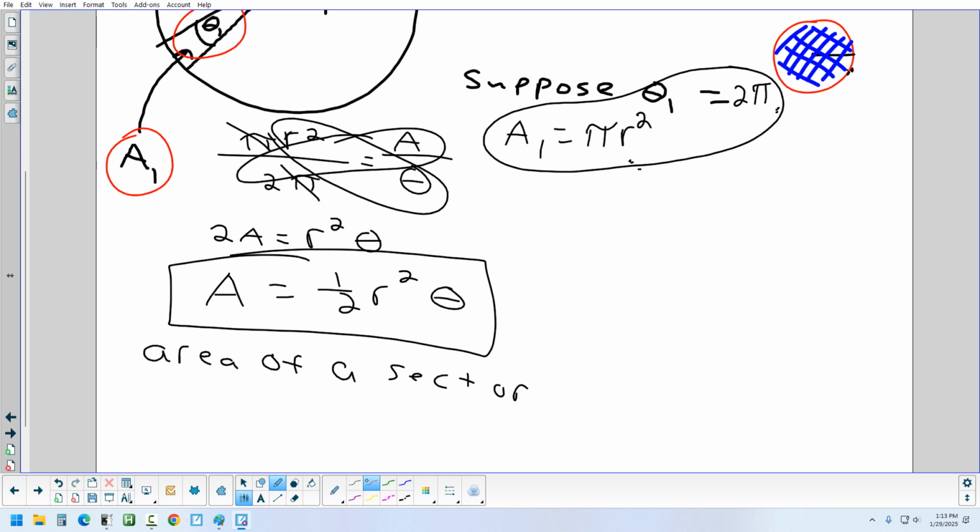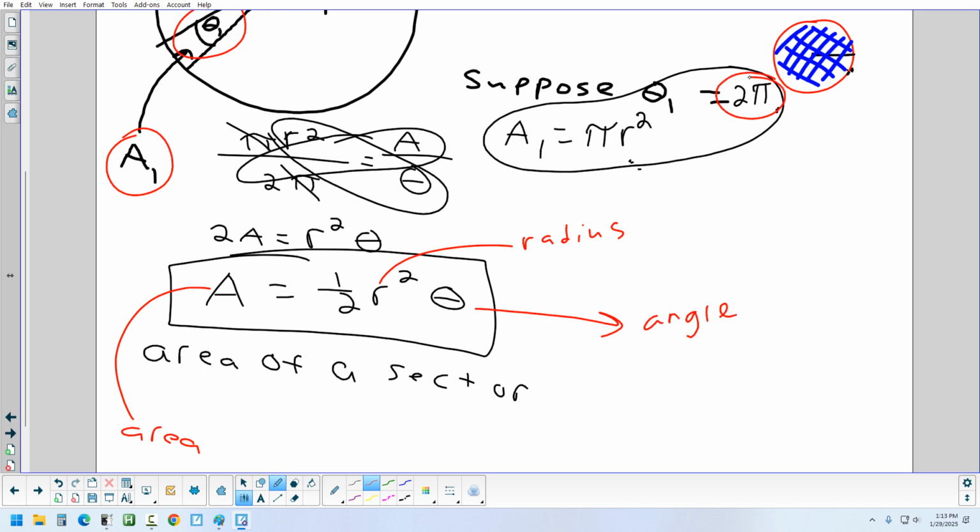What do you think the A stands for? Area. The R is my radius. And theta is the angle. But remember, we assumed the angle was in what units? Radians. It was radians.